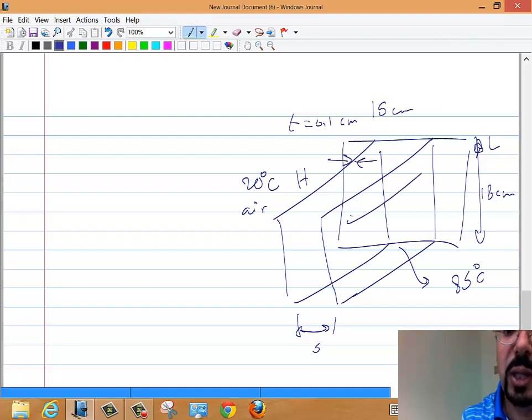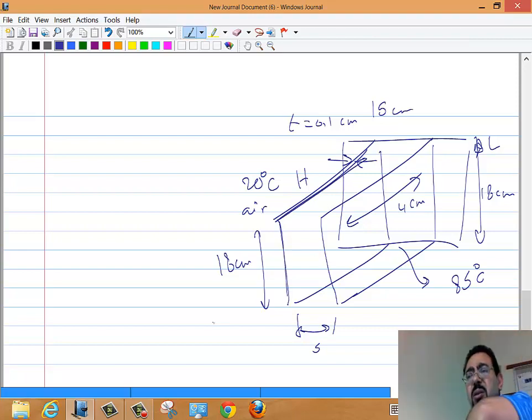So again, this is not to scale really. 4 centimeter wide and 18 centimeter long in the vertical direction. Right? So this is 8 centimeters. Again, this is not to scale. This is supposed to be 4 and this is supposed to be 18. Right?